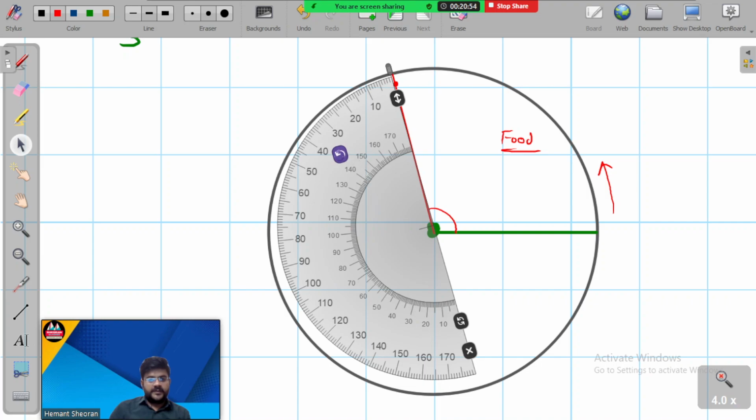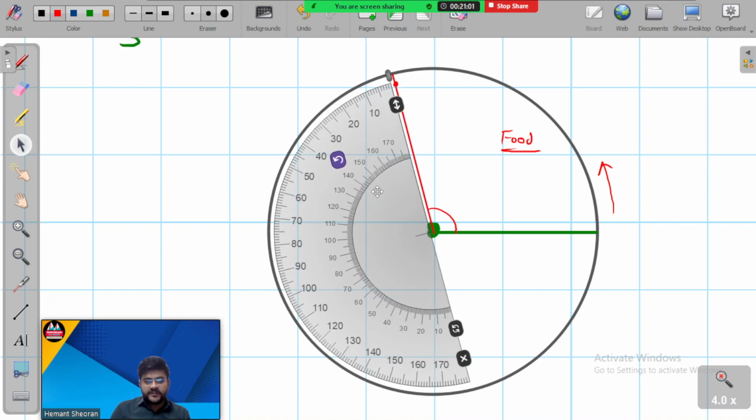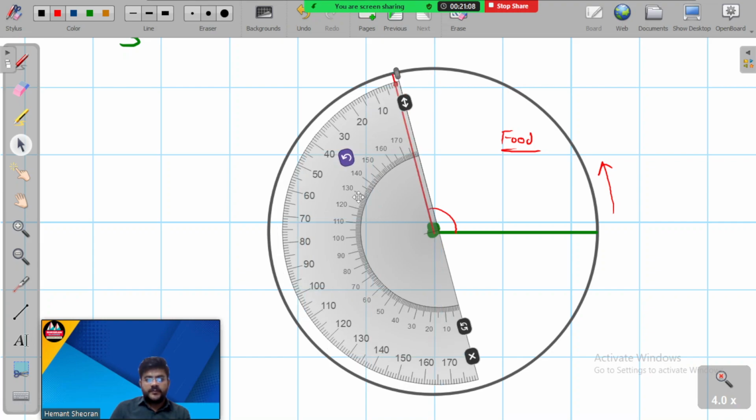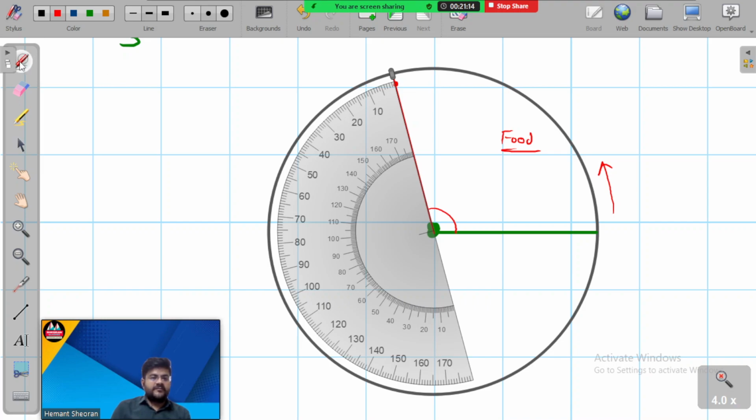Does it fit perfectly? I think now it fits perfectly. A bit more I need to shift. Okay, it matches now. So what angle do we have to create? We have to create a 70-degree angle now. So again, you will start counting this way, and this is the 70 reading that you have. So over here you will get a 70 reading.